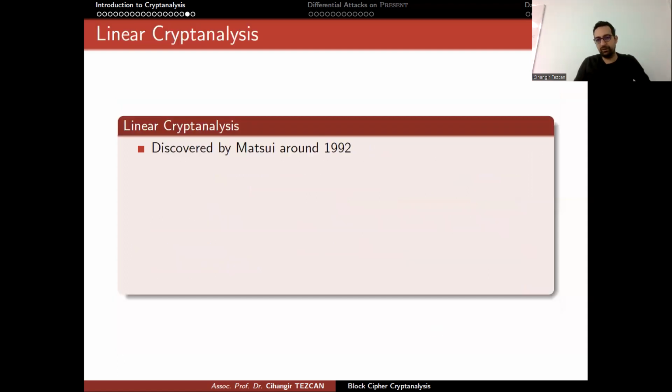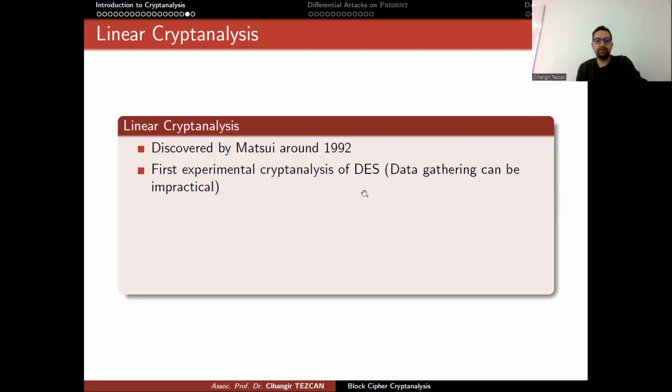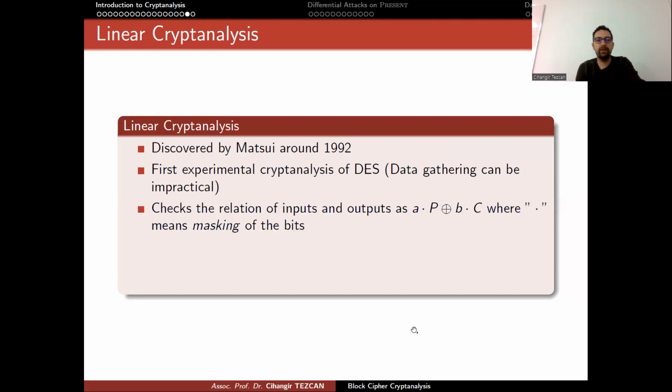So briefly, let's talk about linear cryptanalysis and differential cryptanalysis on a single slide. Linear cryptanalysis was discovered by Matsui around 1992. This was the first experimental cryptanalysis of DES, but it required a lot of data. In practice, getting the data might be impractical, but still he produced the data himself. So this is why he could perform the attack.